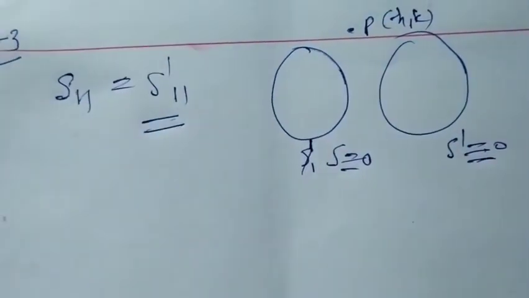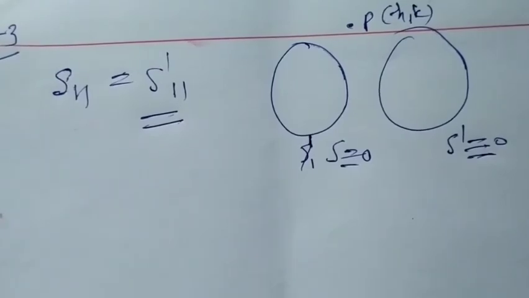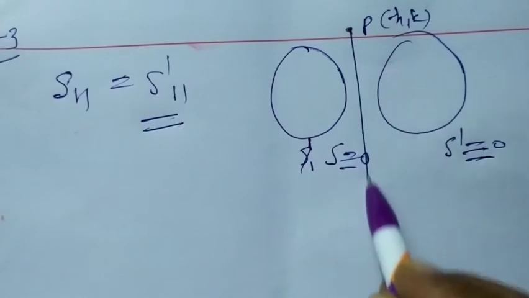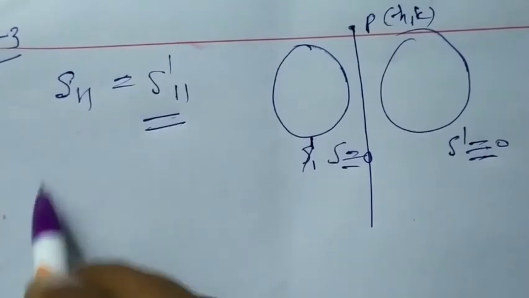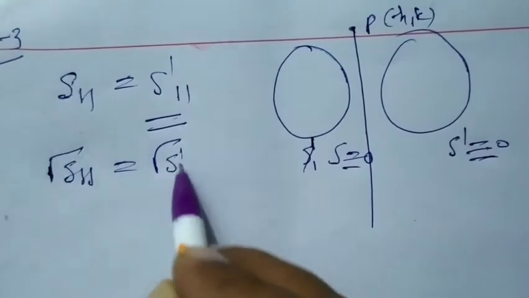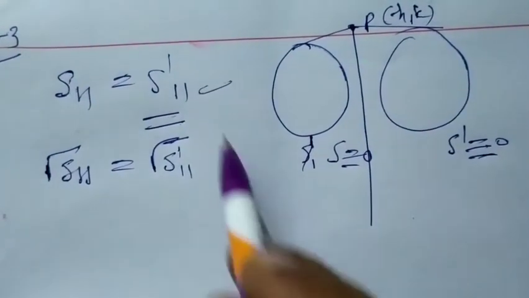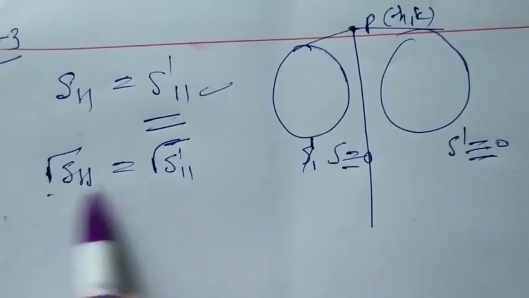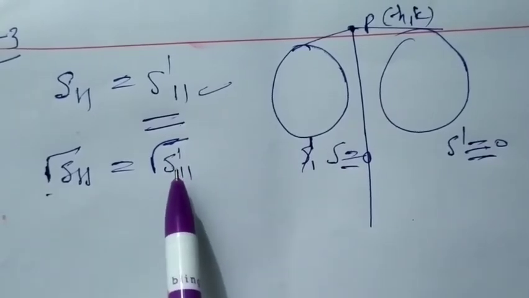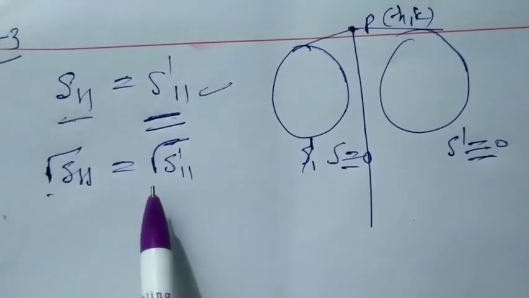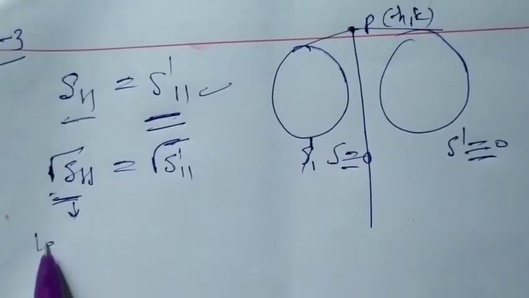That is the radical axis condition. Whenever the radical axis is exterior to the two circles, it does not intersect them, then root S11 is equal to root S'11. S11 is nothing but the length of the tangent. So whenever the radical axis is outside the circles, S11 is positive and S'11 is also positive, and in that case we can directly apply the square root. Whenever the square root is applied, it is nothing but the length of the tangent.